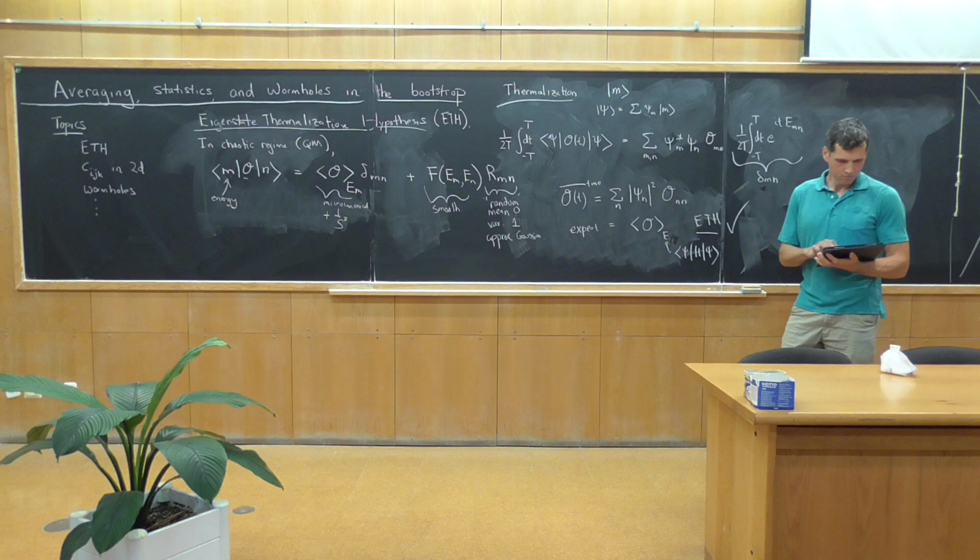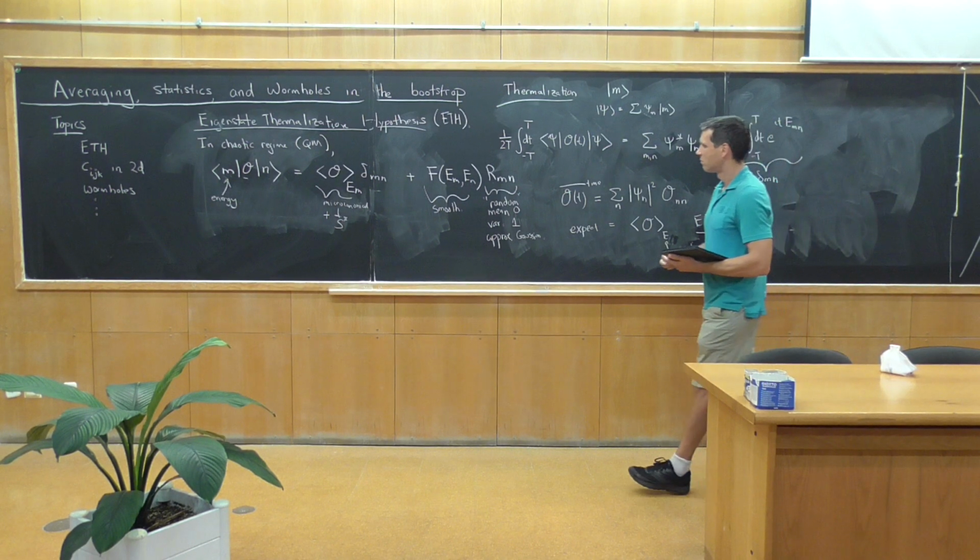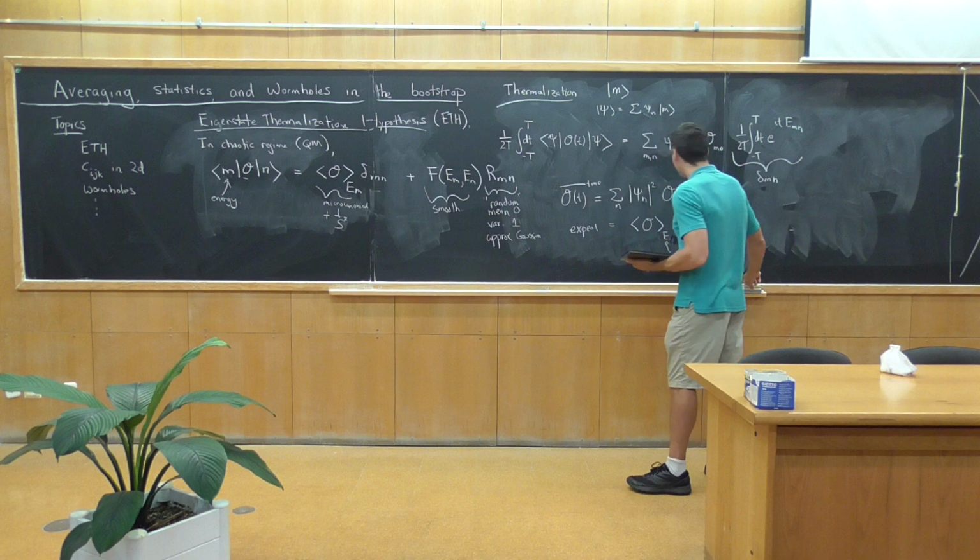Sorry, but is there a proof for a simple model of this ETH for a set of O's and M's?